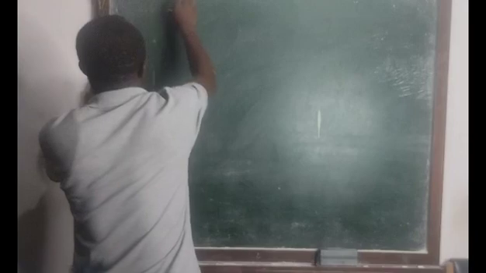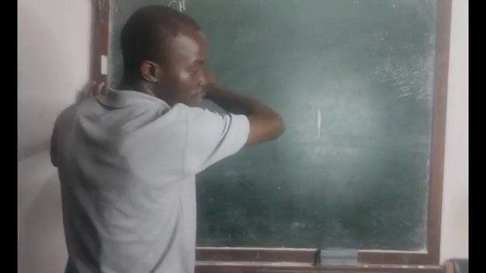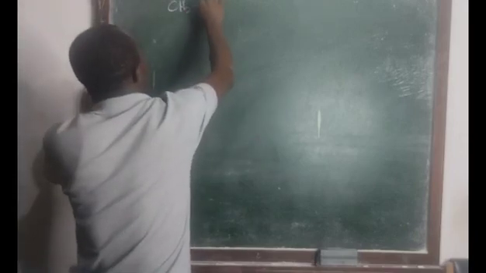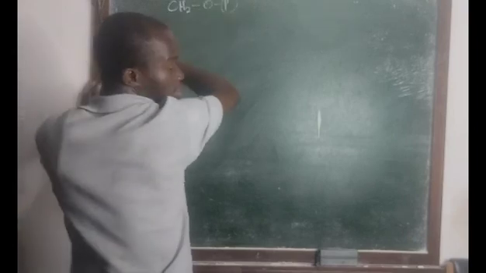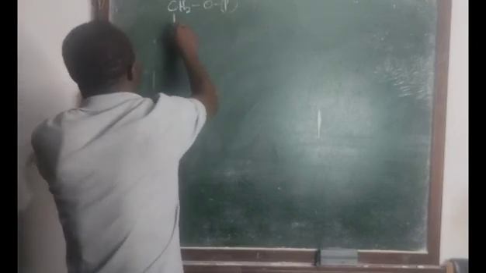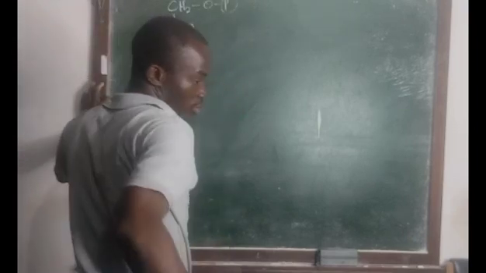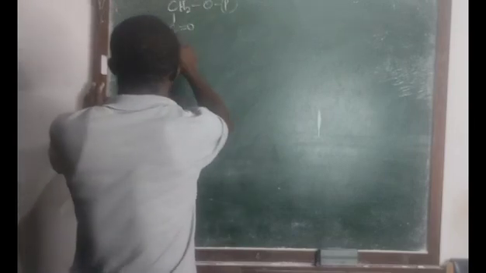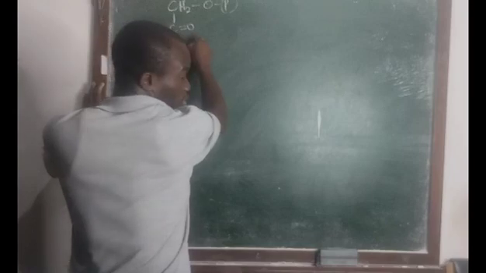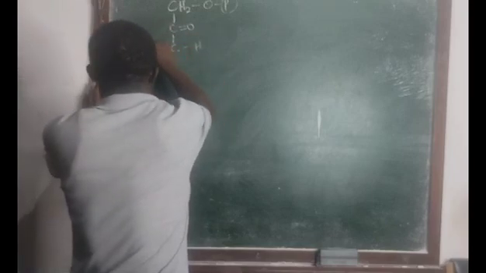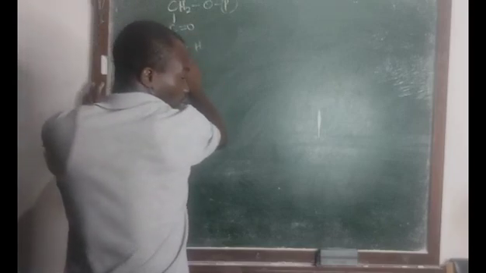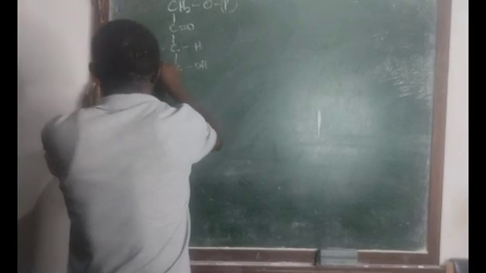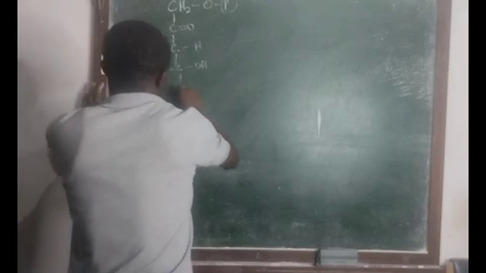We have CH2, we have OP, we have C double bond O, and we have C, we have H, and we have OH. We have CO, we have H, and we have R.